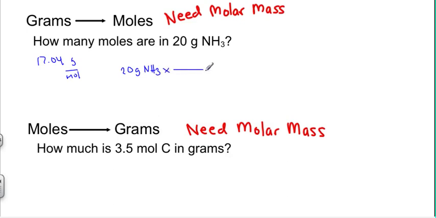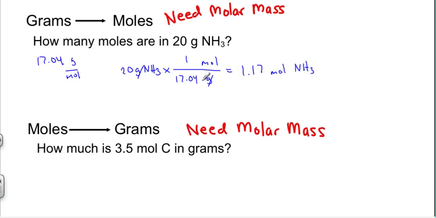set up my conversion factor here. I'm going to put grams on the bottom because that's what I want to cancel out. And I'm trying to get to moles, which is going to be on top. How many grams are in a mole? Well, there's 17.04 grams in 1 mole of NH3. I'm going to put 17.04 right here. So 20 times 1 divided by 17, grams is going to cancel. I'm left with moles. And the answer I get is 1.17 moles of NH3 in 20 grams of NH3.